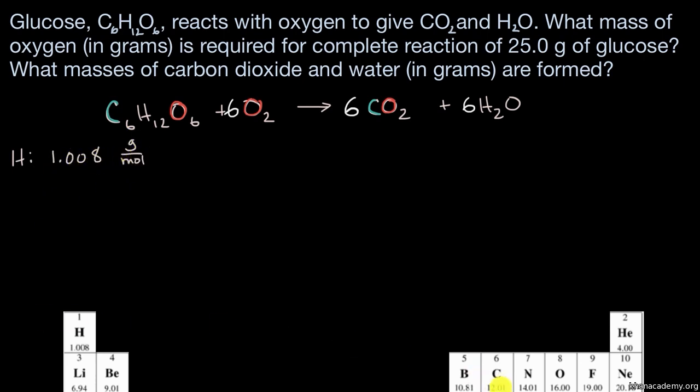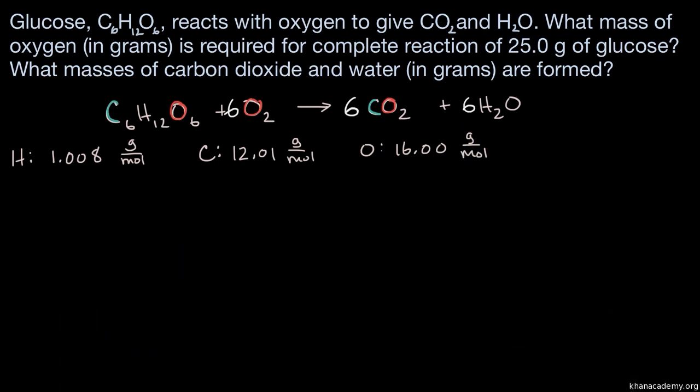Now we can move on to carbon. Carbon is 12.01 grams per mole of carbon. And then last but not least, oxygen over here, that is 16.00 grams per mole of oxygen. And now we can use that information. I can now remove our periodic table of elements. We can use this information to figure out the molar masses of each of these molecules.